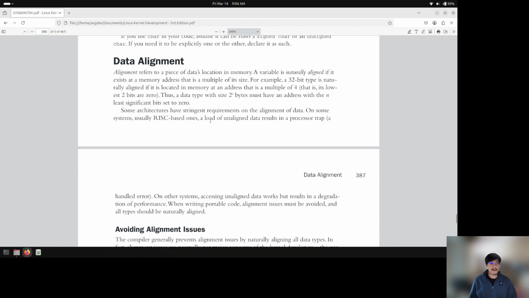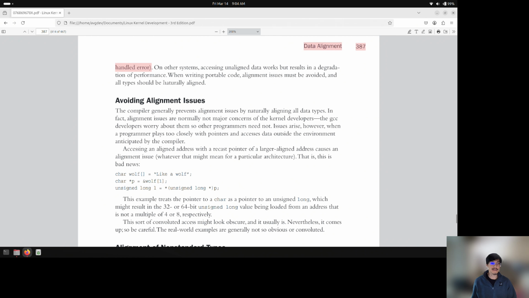So they have a data type that is 64 bits. That's 8 bytes, that's 3. So it must have an address with the 3 least significant bits set to 0. Some architectures have stringent requirements on the alignment of data. On some systems, usually RISC-based ones, a load of unaligned data results in a processor trap, a handled error. On other systems, accessing unaligned data works but results in a degradation of performance. When writing portable code, alignment issues must be avoided and all types should naturally be aligned.